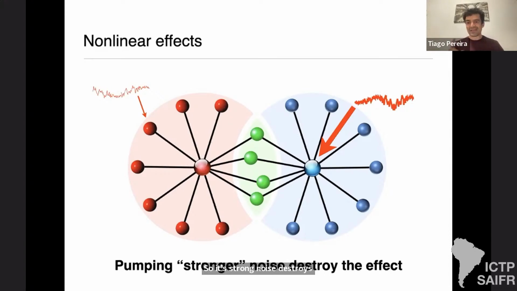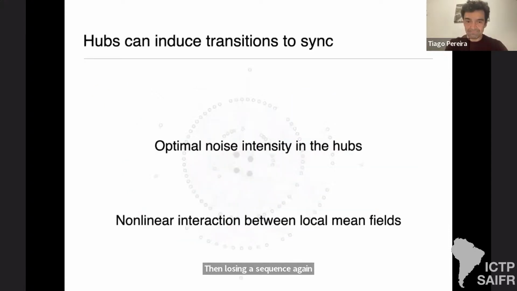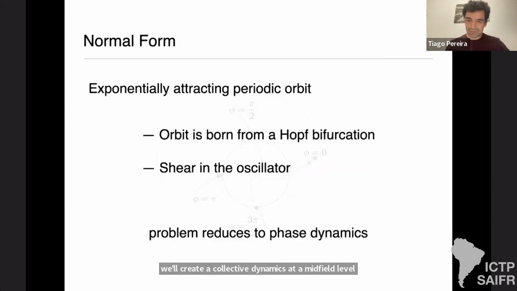So this means there's a transition from asynchrony to synchrony, and then losing synchrony again is a nonlinear effect. So this is my main point. At optimal noise in the hubs, the noise will synergize with the network structure and create collective dynamics at a mean field level, which will generate a collective motion.